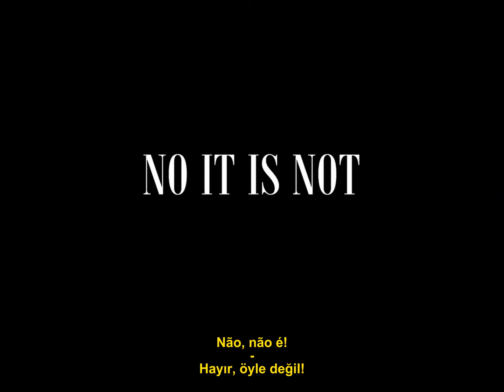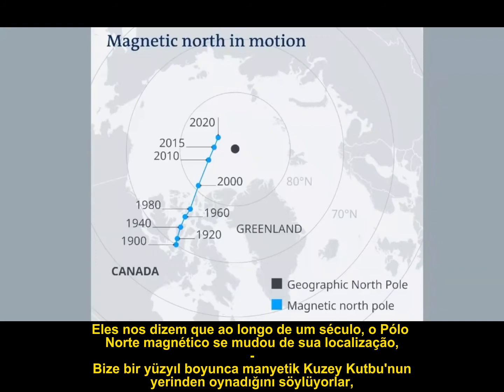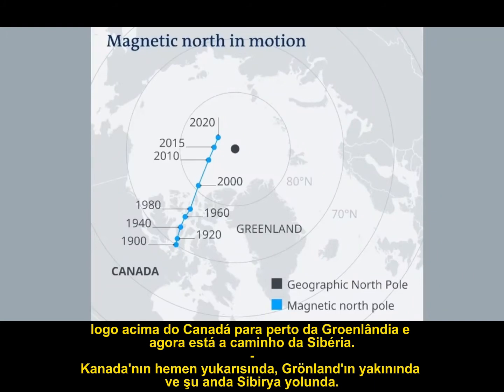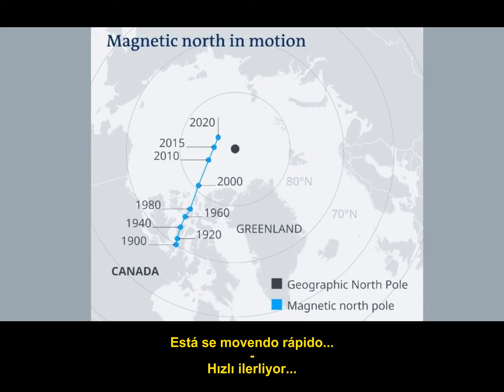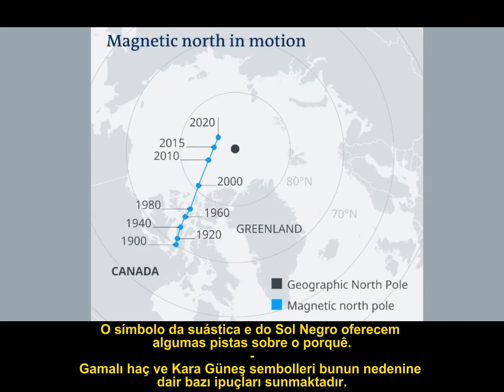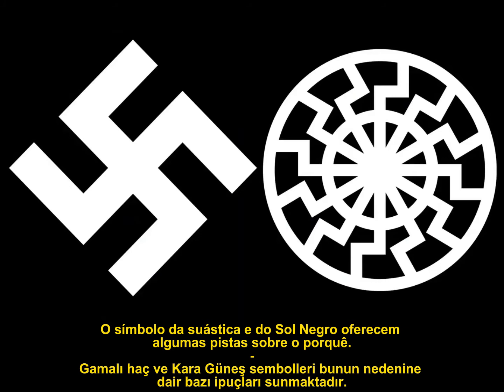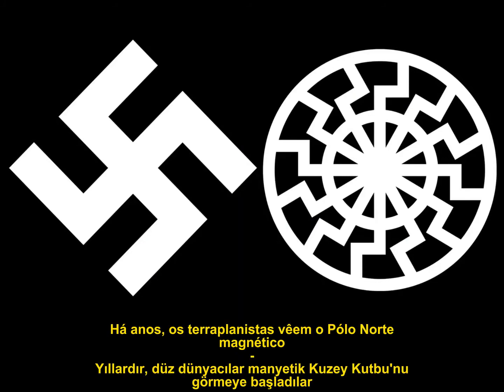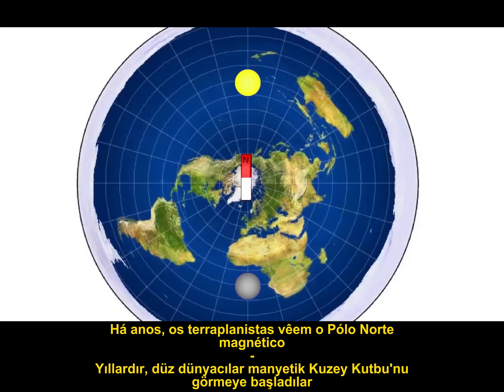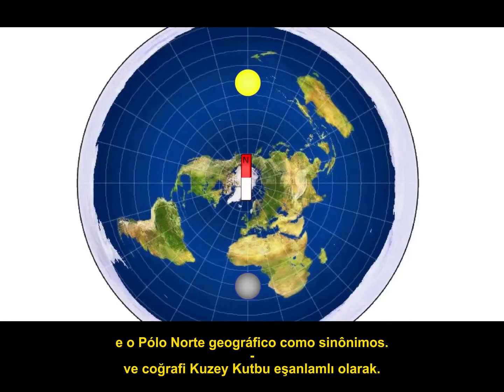No, it is not. It is a half-truth. They tell us over the course of a century, the magnetic North Pole has moved from its location just above Canada to near Greenland and is now en route to Siberia. It is moving fast. Why? The symbol of the swastika and the black sun offer some clues as to why.